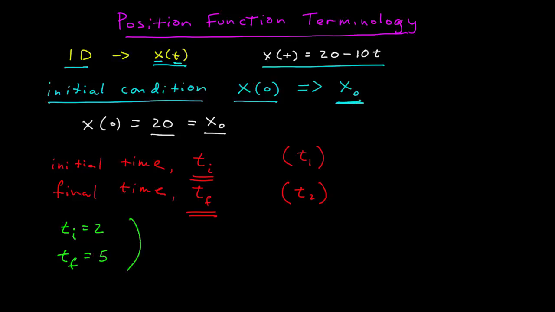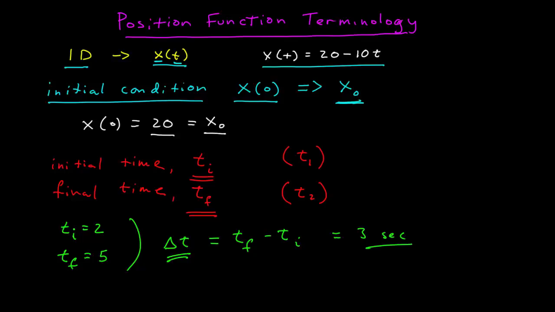The other thing I want to introduce you to is delta t. When we write delta t, we often mean the time difference between 2 points in time. And so that time difference is going to be t final minus t initial, which in this case would be 3 seconds.